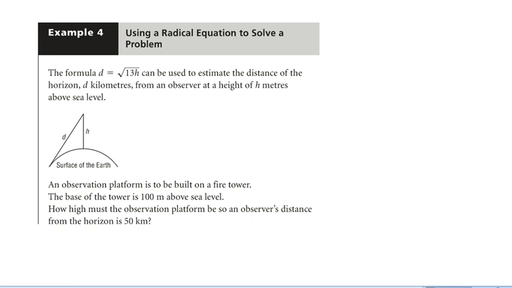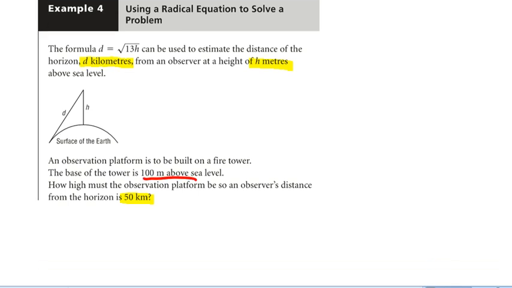Okay, so we've got our formula here. D equals root 13h, where d is the distance in kilometers to the horizon, and h is the height in meters above sea level. Okay, and we need to build a platform so that we can see 50 kilometers away. And we'll talk about this 100 meters in a second. For now, we need to figure out how far above sea level we need to be so that the distance to the horizon is 50 kilometers. So we'll plug in 50 for d equals the square root of 13h.